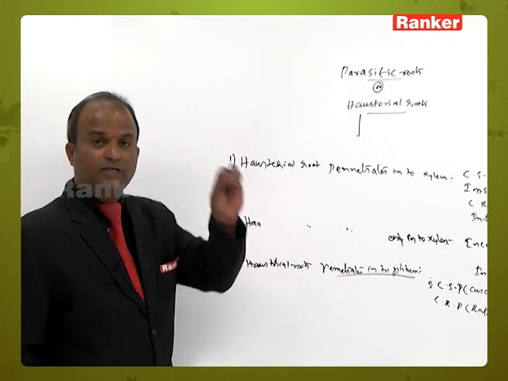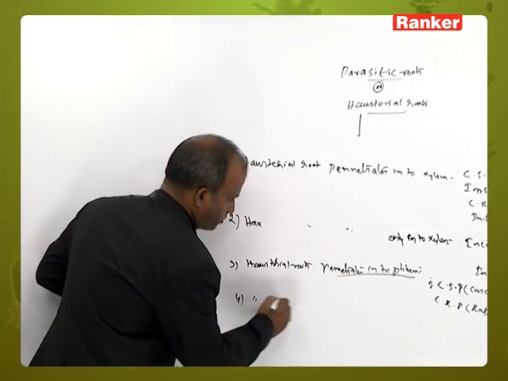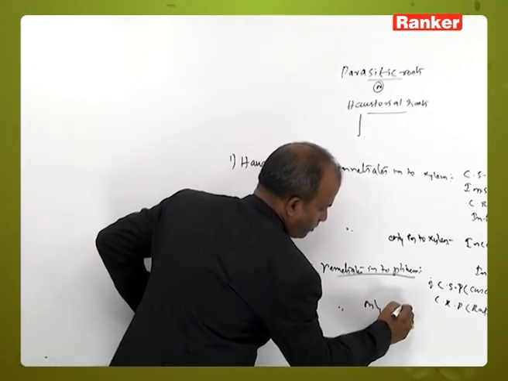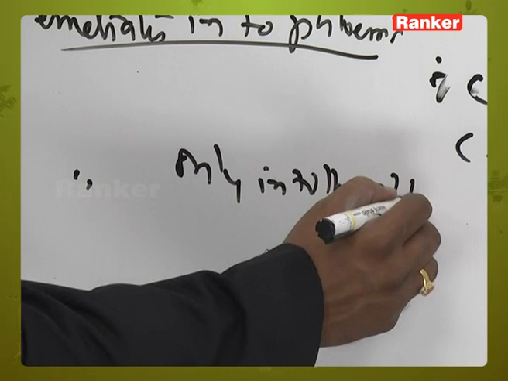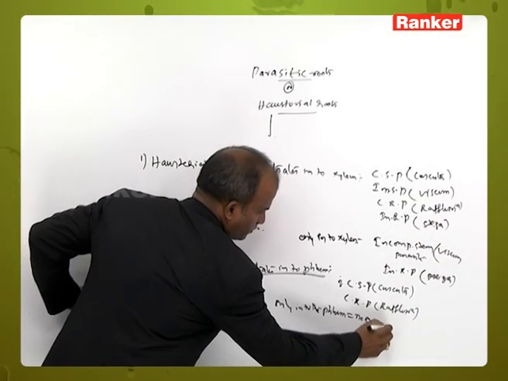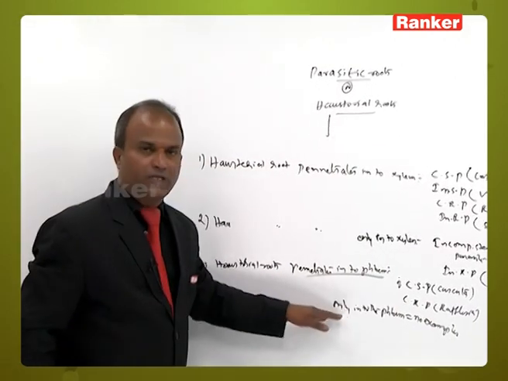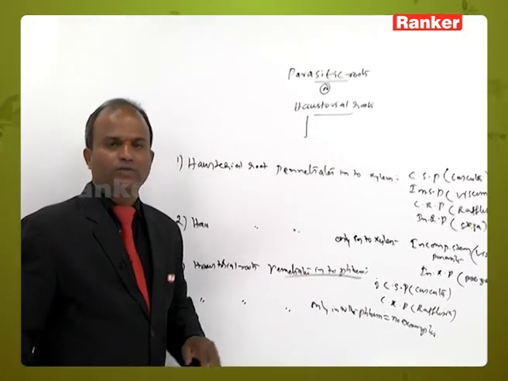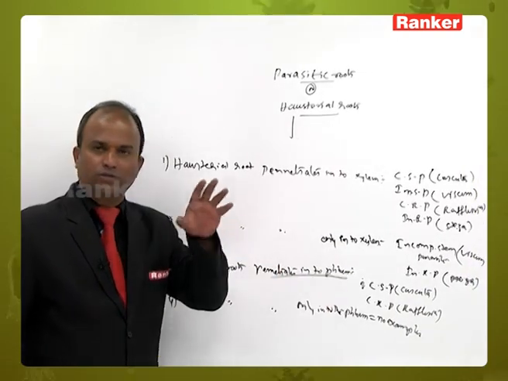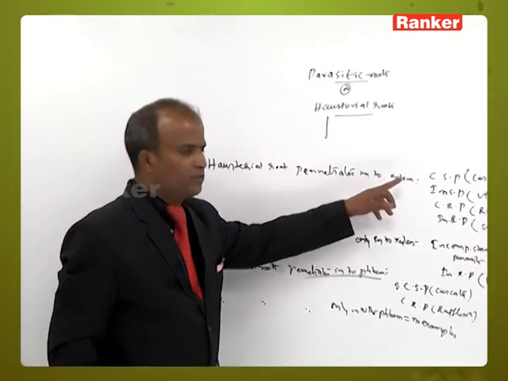Haustorial roots penetrate only into the phloem. There are no examples. Examples cannot be identified where the haustorial roots penetrate only into the phloem. No parasites can transport their haustorial roots only into the phloem. Is that clear?